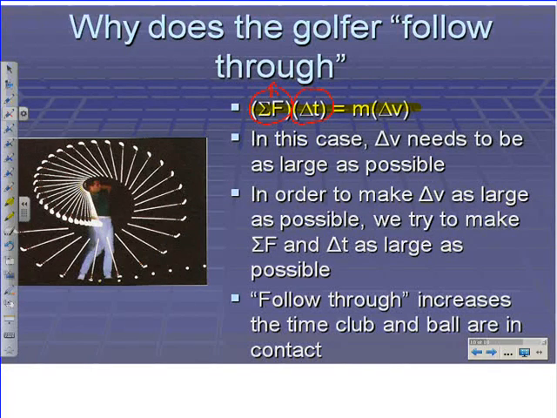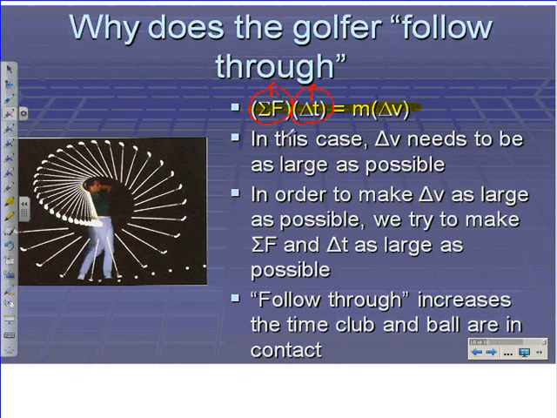But in the follow-through, what you're doing is actually increasing the time during which that club and the ball are in contact with one another, or the club and the racket, or the club and the bat, or your foot and the ball, or your hand and the ball, whatever it is. By following through, you're applying that force for a longer amount of time. So you swing the club hard and that makes the force big. You follow through and that increases the time.